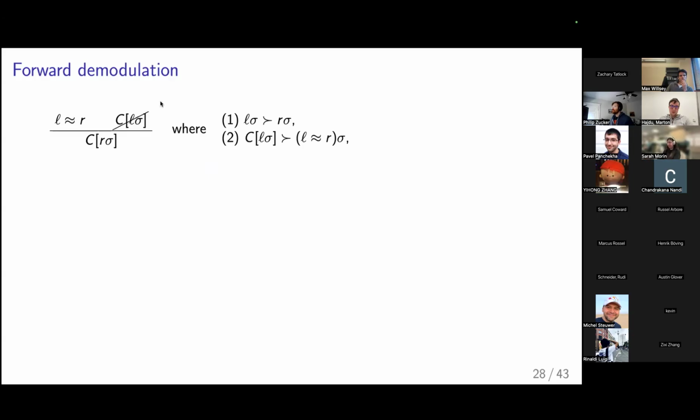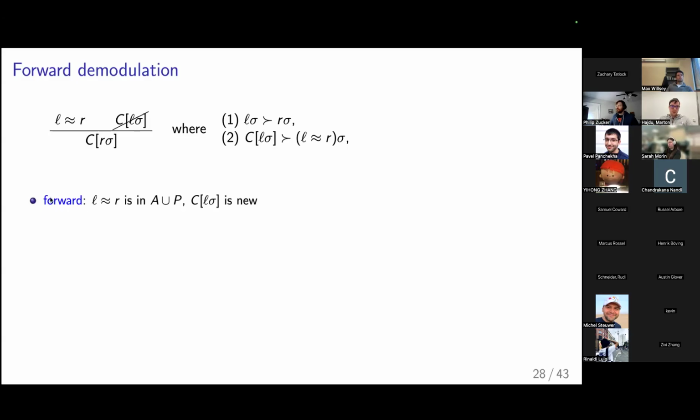So this is the demodulation rule again, and this is let's say a forward demodulation rule. As I have said, there are these two restrictions. We have to make sure that the instance of the equation that we use is ordered this way, such that what we get in the conclusion is smaller. But we also have to make sure that the second condition holds, such that the instance of the equation is actually smaller than the clause that we are rewriting. But this second condition is not really important because it does not apply in many cases. The first condition is, however, very, very important.